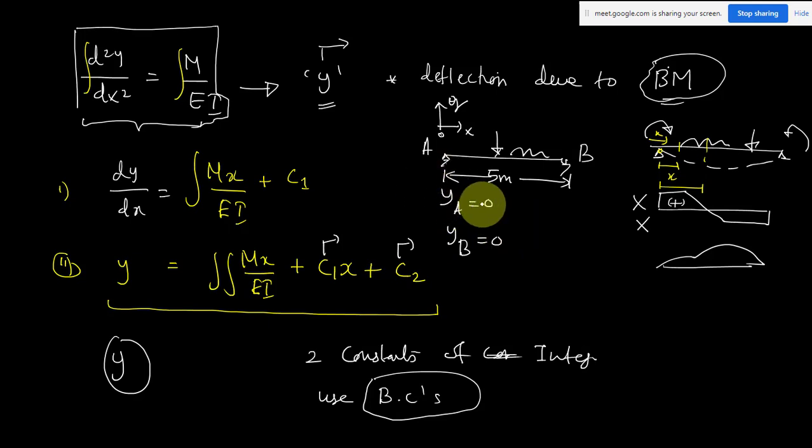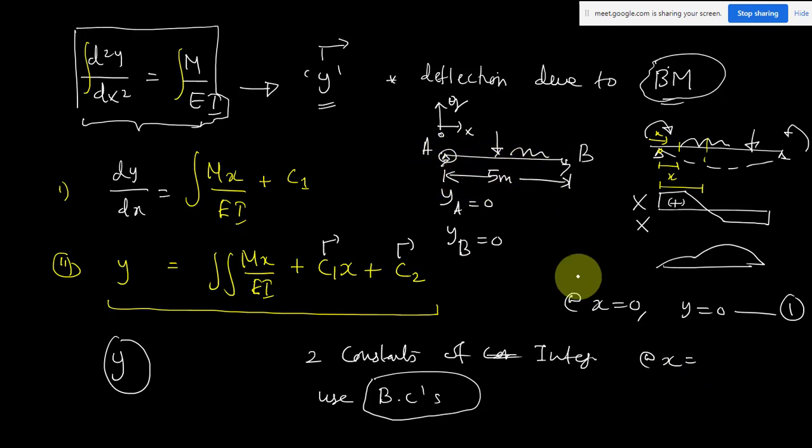So y at A is equal to 0, that means at x equal to 0, which is this support, your y is equal to 0. It is your first boundary condition. And I also know the deflection at B is 0. Here x is measured from the origin 0 and the length of the beam is 5 meters, so at x equal to 5 meters your deflection is 0. It is your second boundary condition. In terms of deflection we can also write in terms of moment and so on; we'll explain in the problem part.